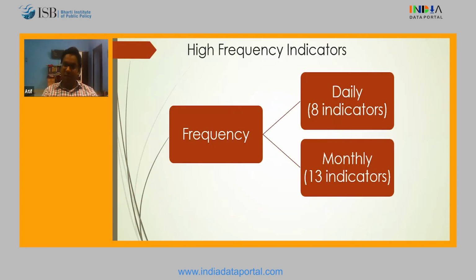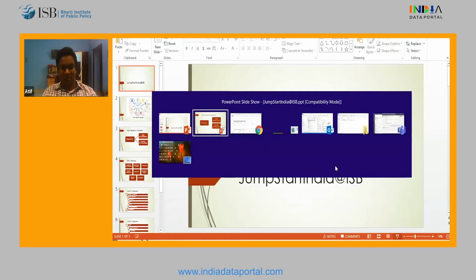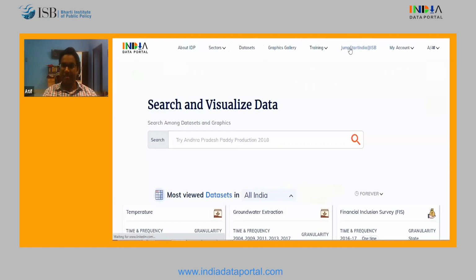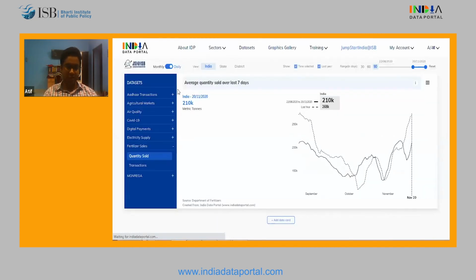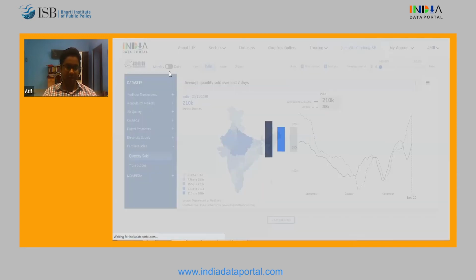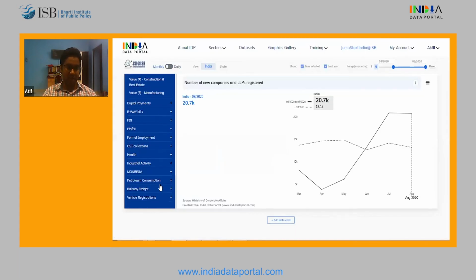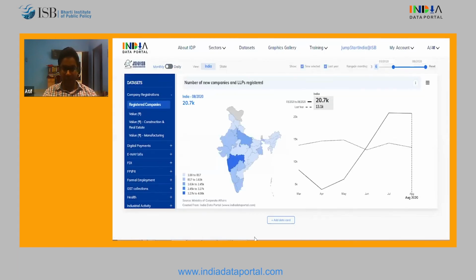So we have data available at daily frequency and we have data available at monthly frequency. For the daily, we have 8 indicators available, and for monthly, we have 13 indicators. So I'll just show the website. So this is basically how it looks. These are all the daily level data available. There are 8 indicators, and then we have monthly level data available. There are 13 indicators that we can see.